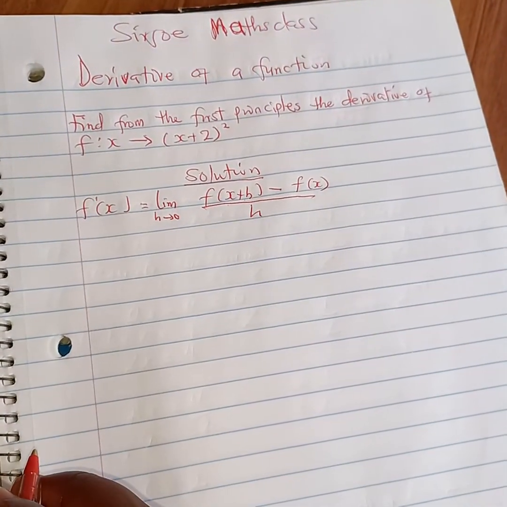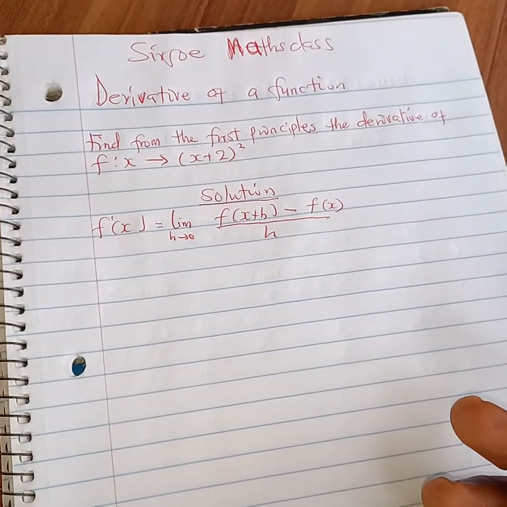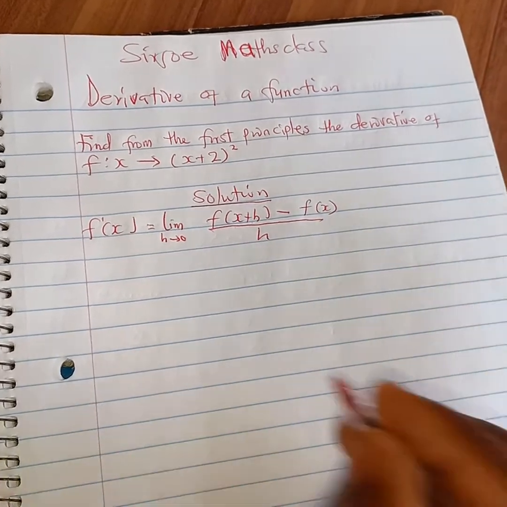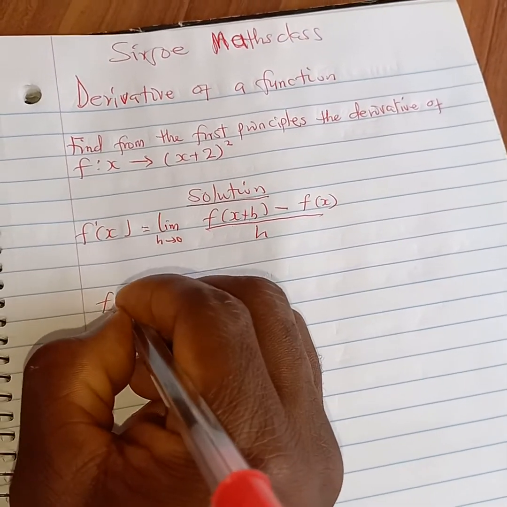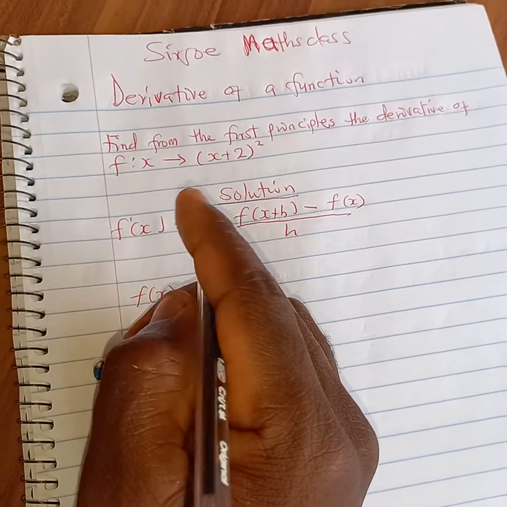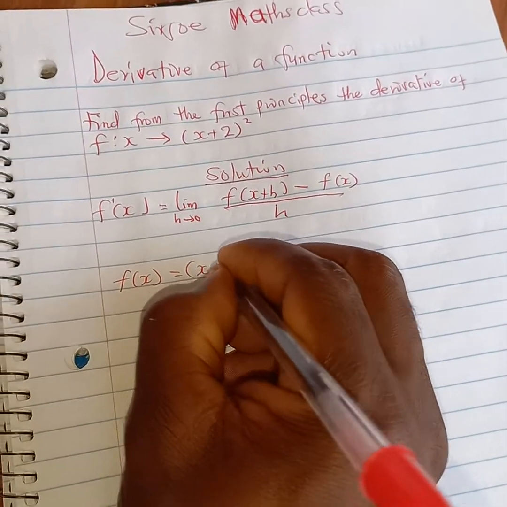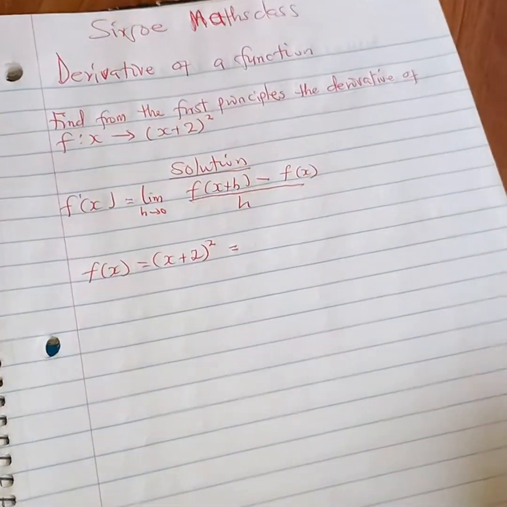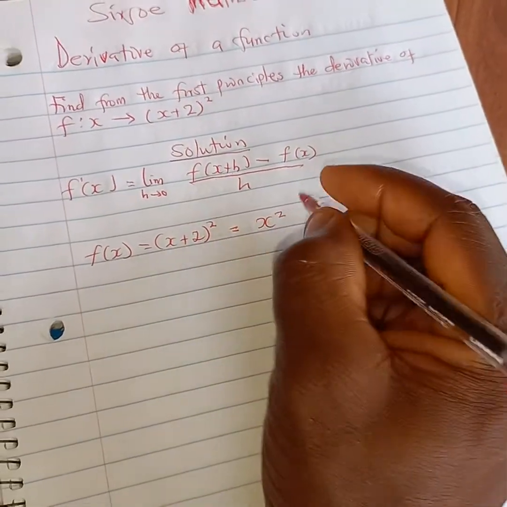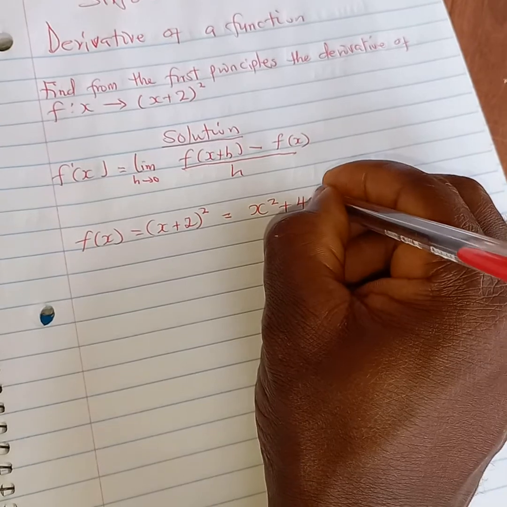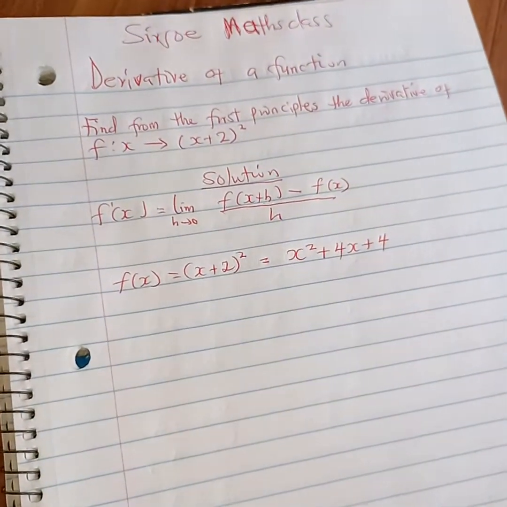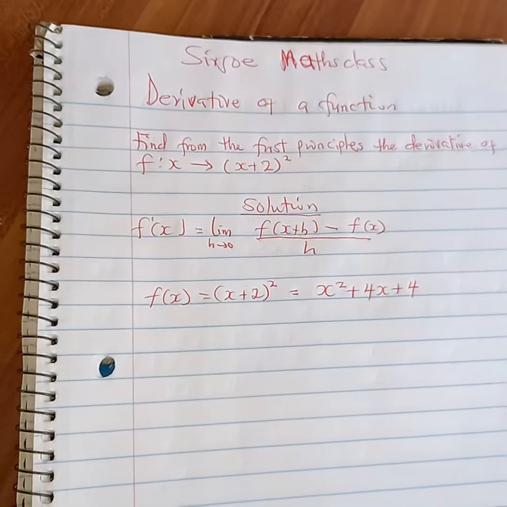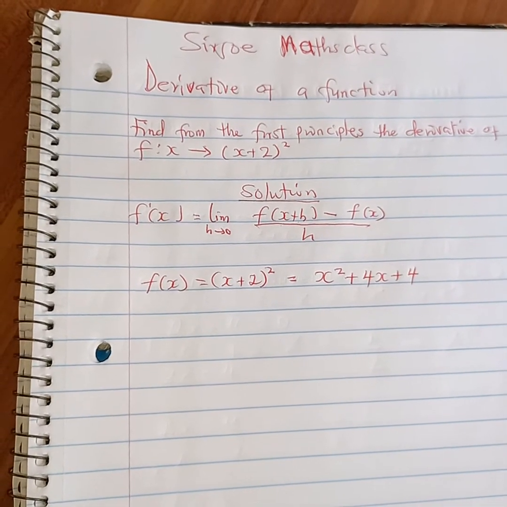But then let's try and express this one first in terms of this. So let's say f of x is equal to, let's say, x plus 2 all squared. Let's expand this. When we expand this, we are going to get x squared plus 4x plus 4. Please, I have a video on binomial expansions. Watch it and you will understand this one very well.